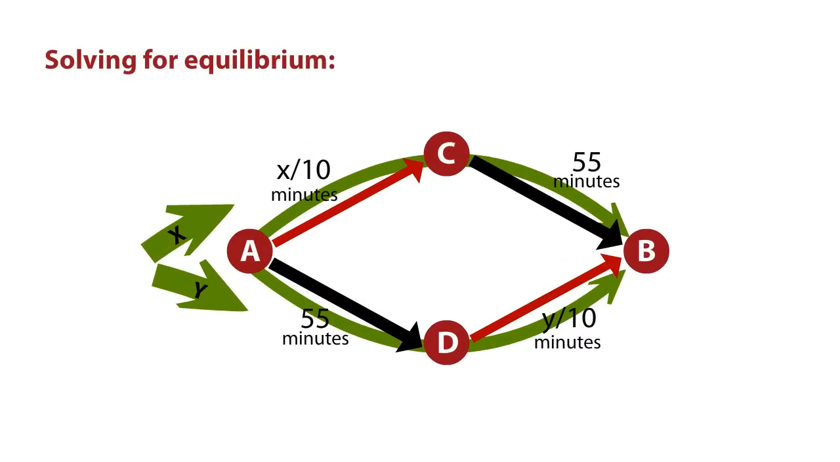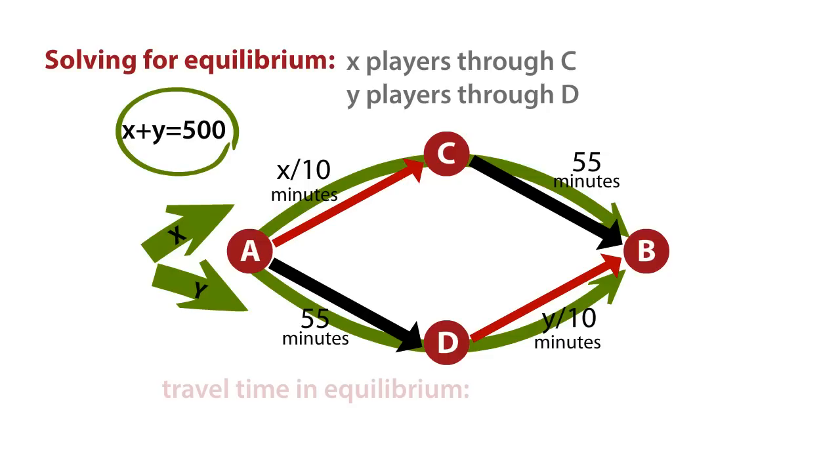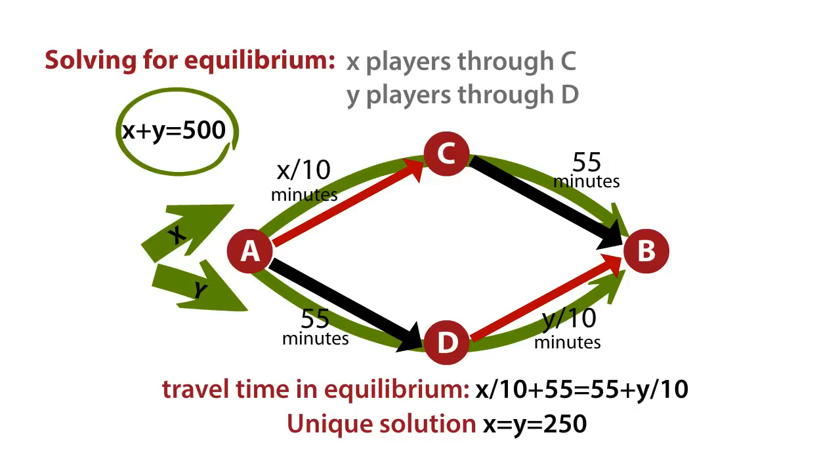We can think of Nash equilibrium as some X players choosing one strategy, say the ACB option, and Y players choosing the ADB option, and then indeed X and Y players go on the respective edges. We need to have that X plus Y equals 500 because there were 500 players in our traffic example. And in order for this to be an equilibrium, the two paths should be equally good. That is, the players choosing one strategy won't wish to switch and use the other strategy instead. So we want the delay on one path, which is X over 10 plus 55, to be the same as the delay on the other one, which is 55 plus Y over 10. So X must equal Y, and as a result, they should both be 250, and that's the unique solution here.